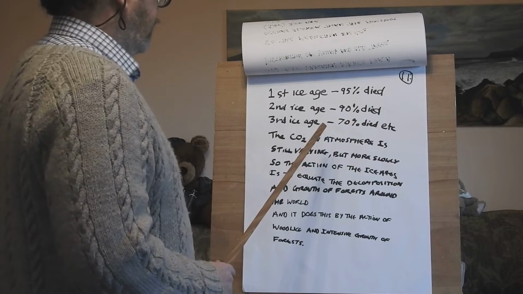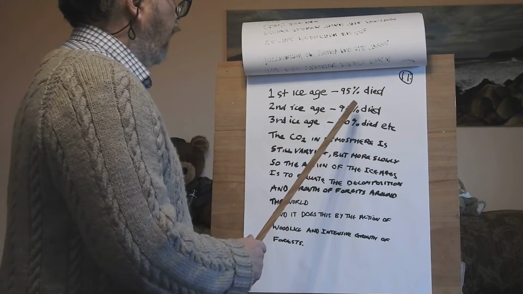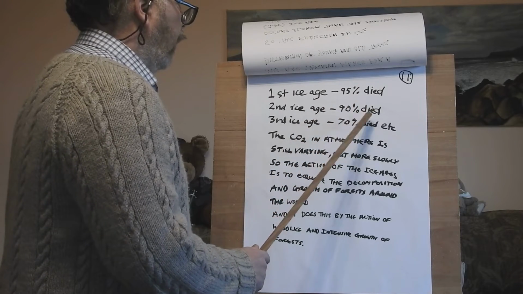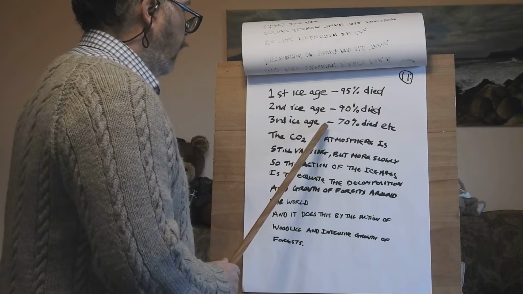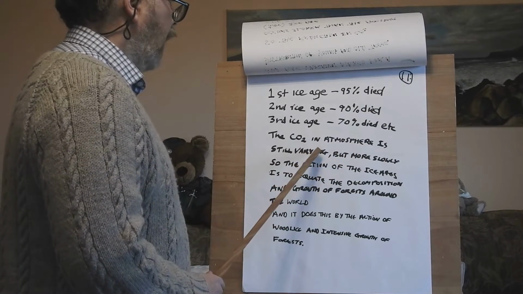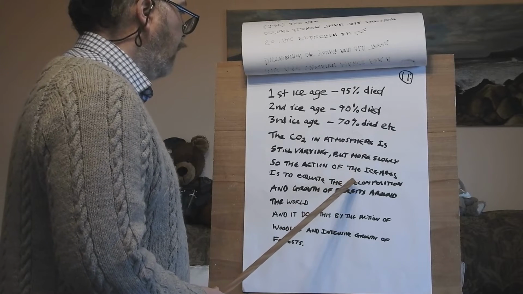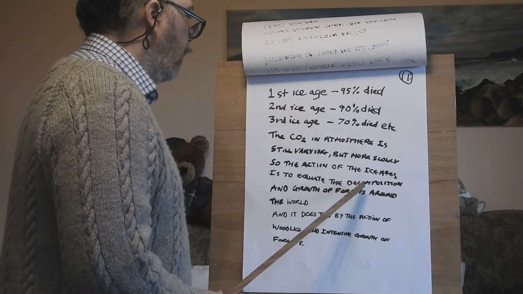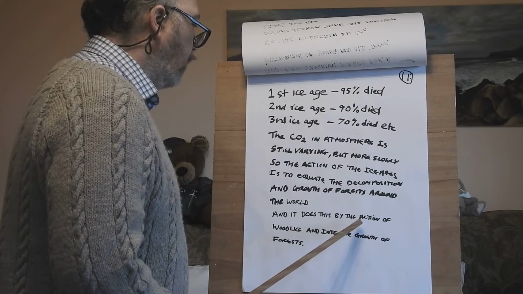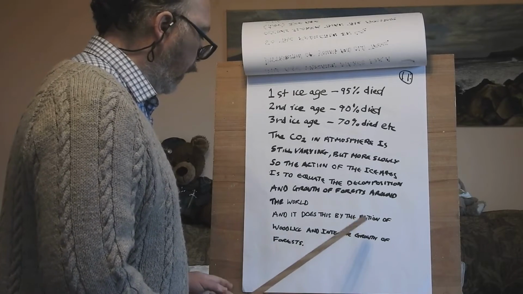So the first ice age, we'll say 95% died. Second ice age, 90% of the forest died. Third ice age, 70% died, etc. The CO2 in the atmosphere is still varying, but more slowly, so the action of the ice ages is to equate the decomposition and growth of forests around the world. And it does this by the action of woodlice and intensive growth of forests.